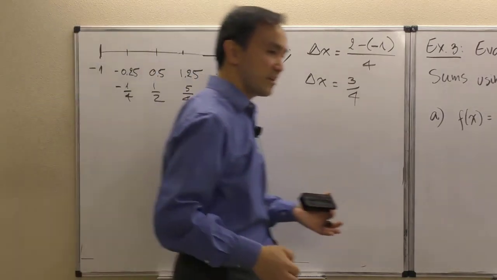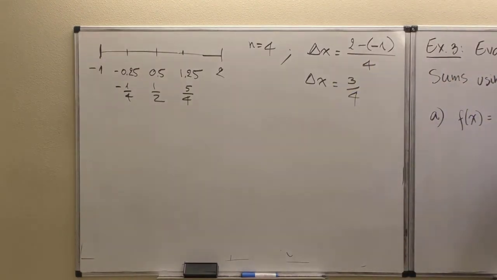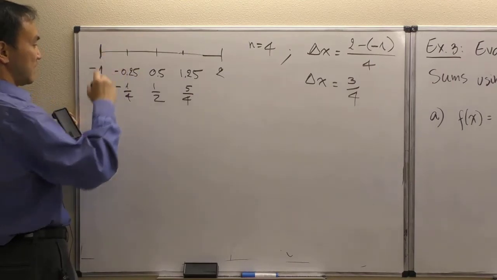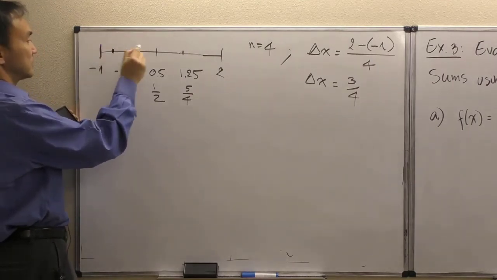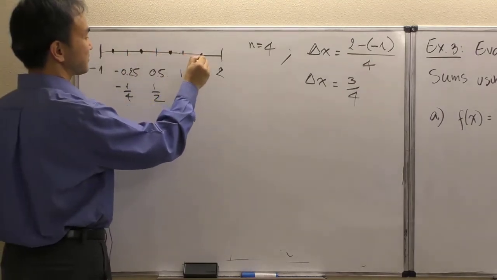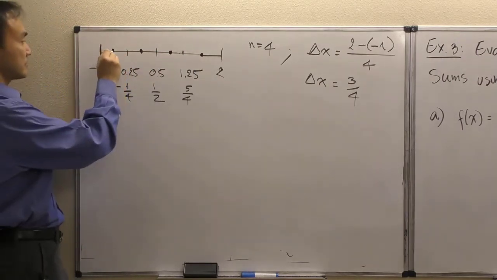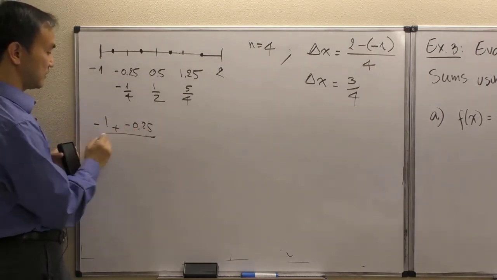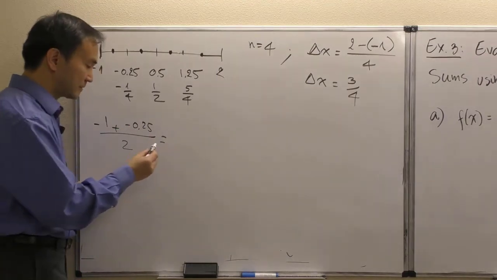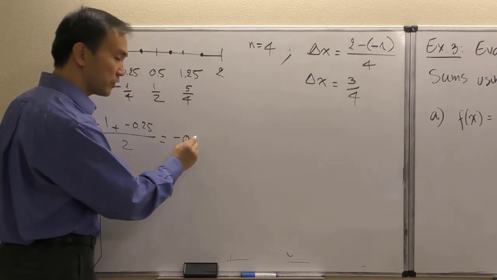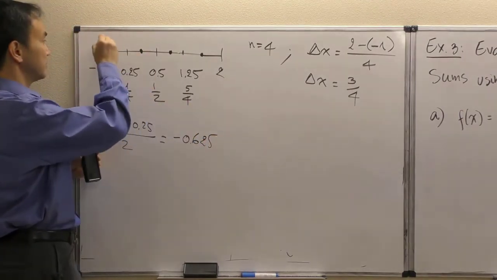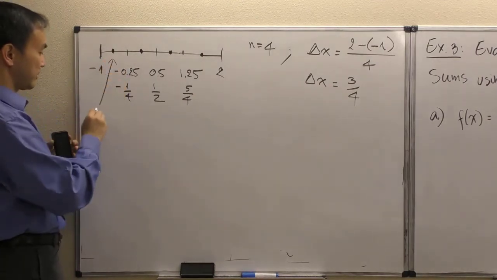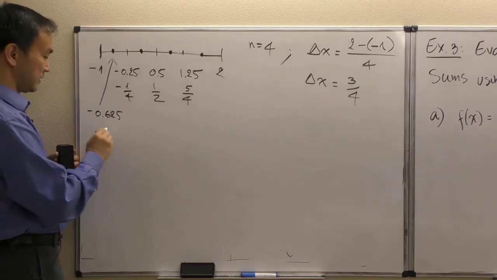Now we are ready for laying down our work with the midpoints. So the midpoints are here. Negative 1 plus negative 0.25 over 2 is negative 0.625, so that point right here is negative 0.625, or negative 5/8.